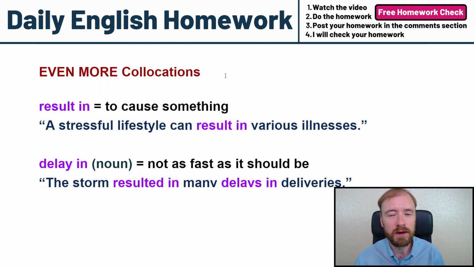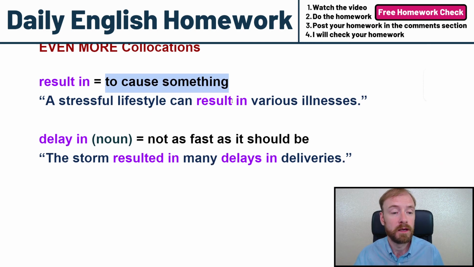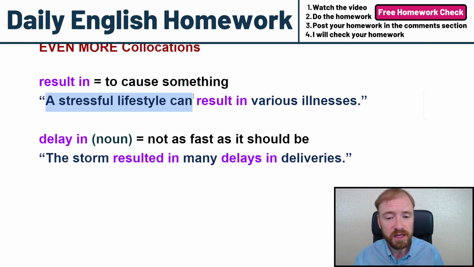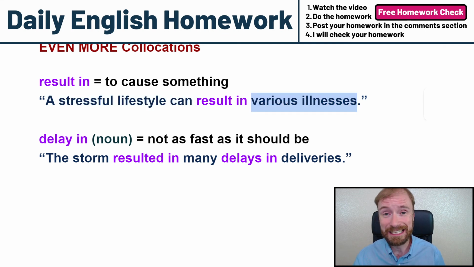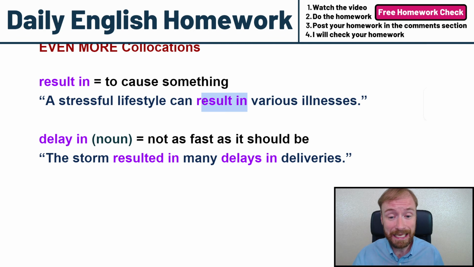Even more collocations. We still have a lot to go through. So these are collocations. Again, these words go together. So for example, result in. We don't want to use result on. We don't want to use result at. We must use result in. That's what native speakers use. So result in, to cause something. A stressful lifestyle can result in various illnesses or sicknesses. So that is result in, the result.